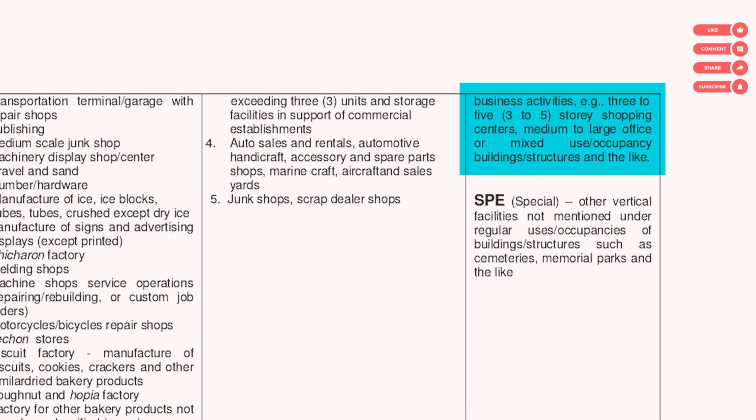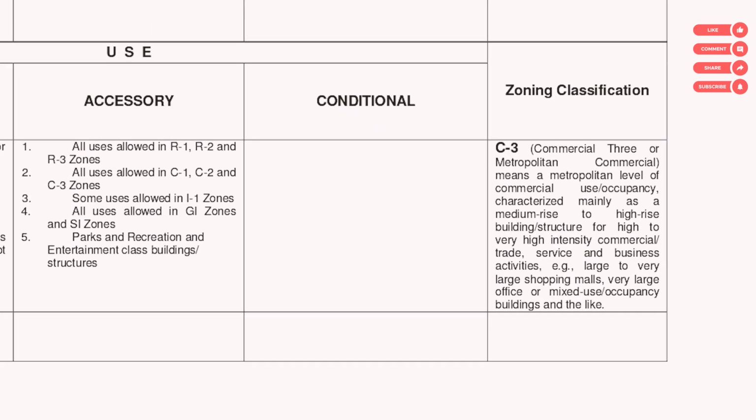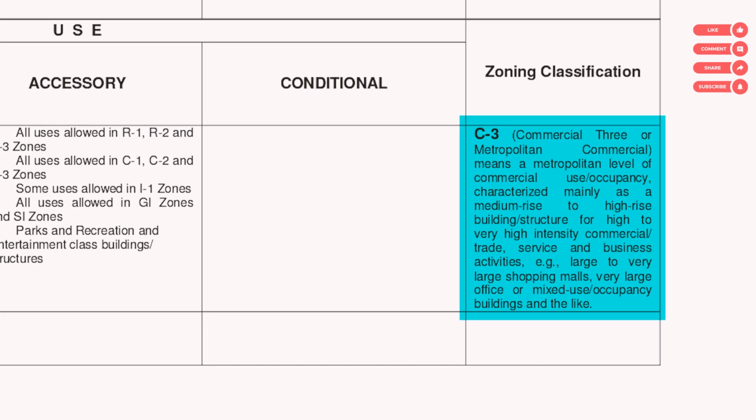Okay. Keep in mind, we're not describing the buildings, we're describing the zone. So medium intensity commercial, yung C2. Okay. So yun, parang downtown area. Think of your downtown area of your city or of your town. C3, the last commercial zone, is metropolitan commercial. It's the pinaka-dense commercial zone.